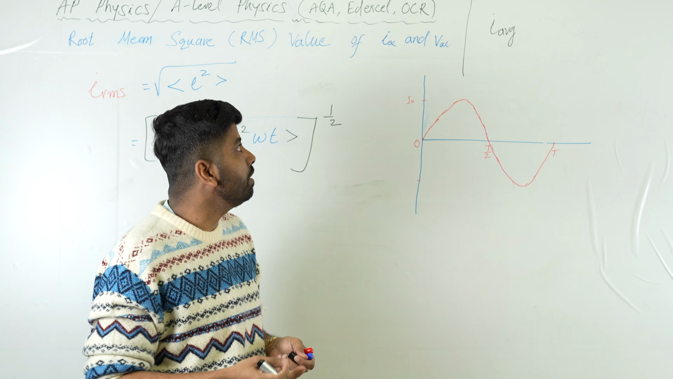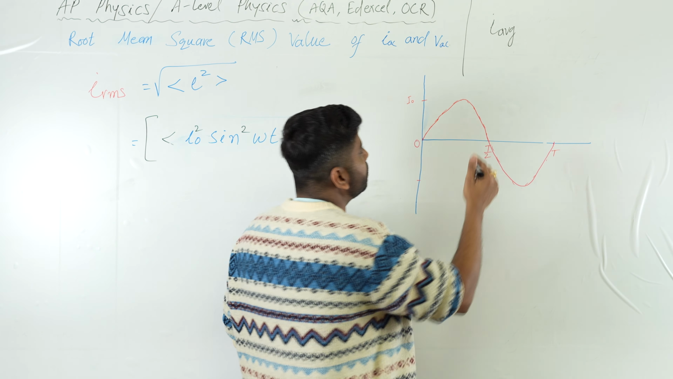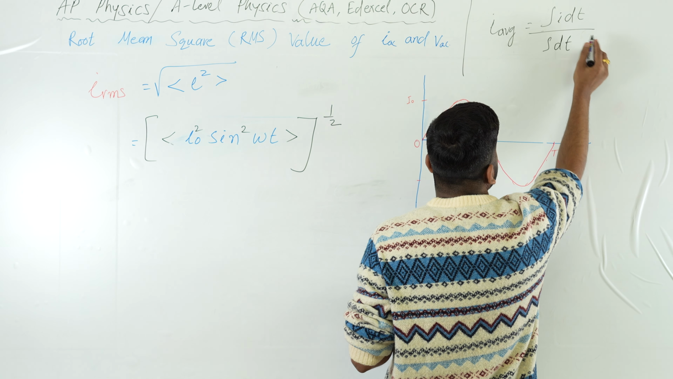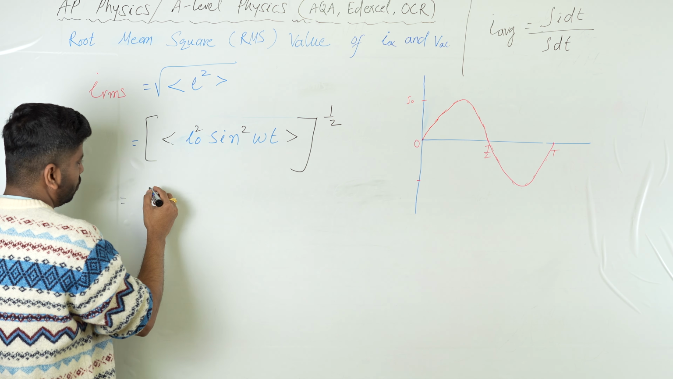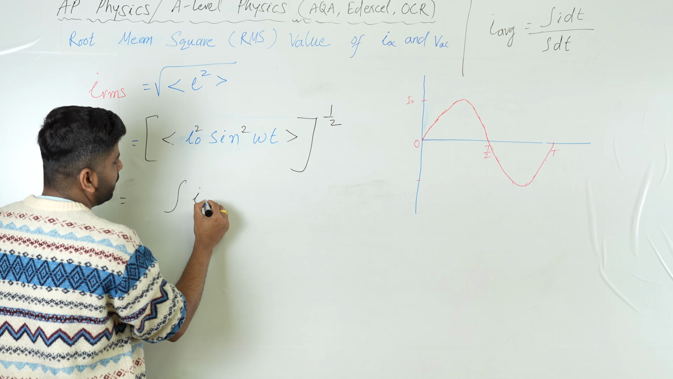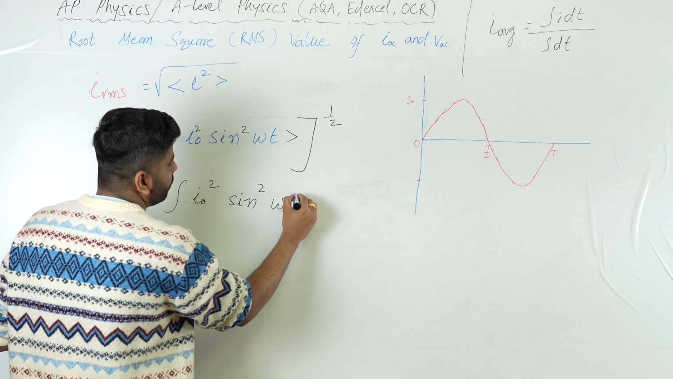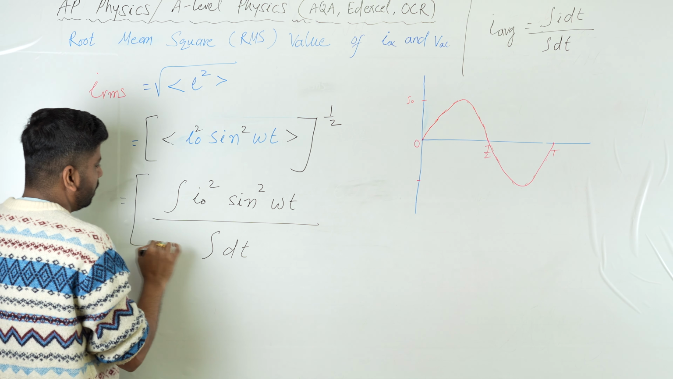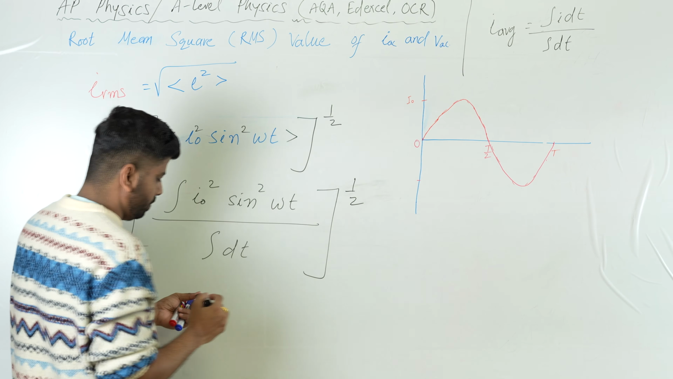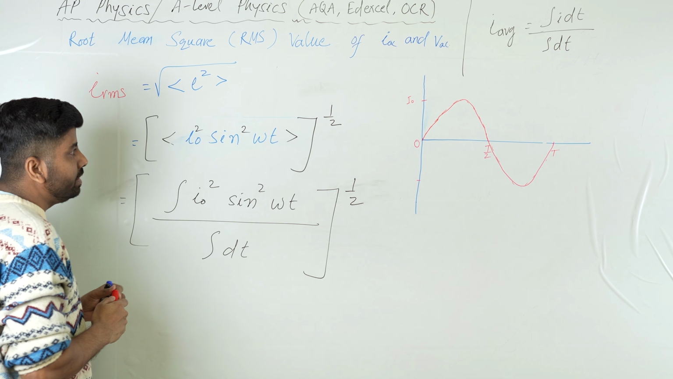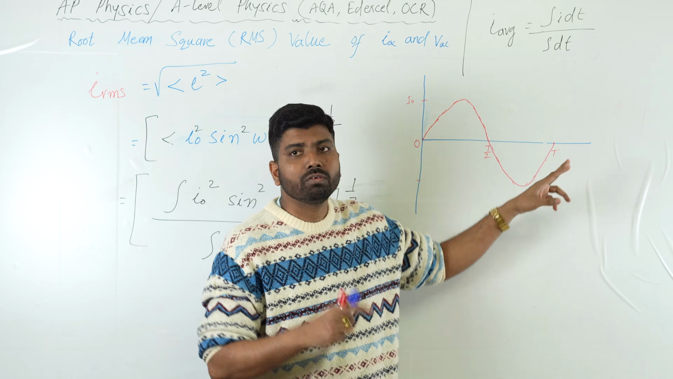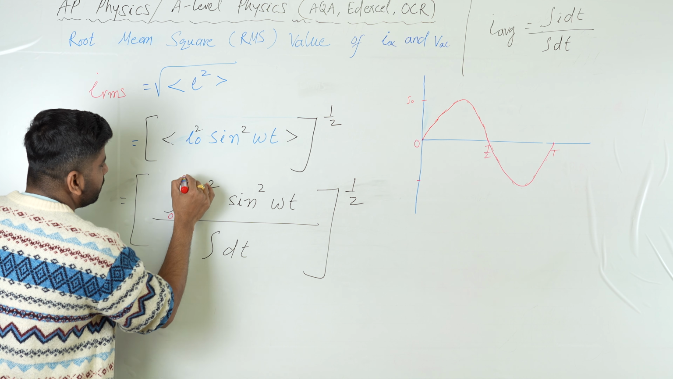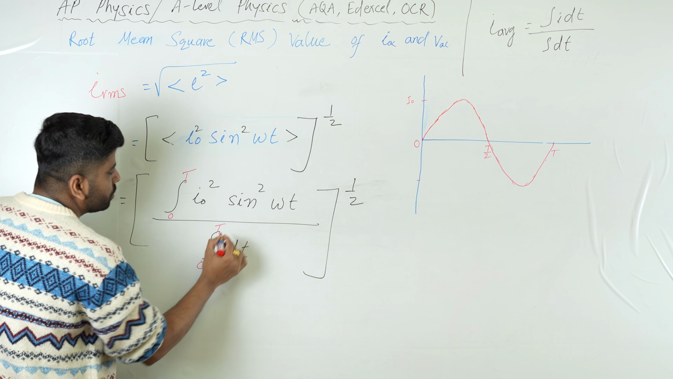Any average, whether of current or of EMF, we can write as the integration of I dt upon the integration of dt. So now can I write the integration of I naught squared sine squared omega t upon the integration of dt, and in total, since it is a square root, the power is 1 upon 2? Is it clear to all? This integration we are going to do for the full cycle, so the time runs from 0 to T, and here also 0 to T.